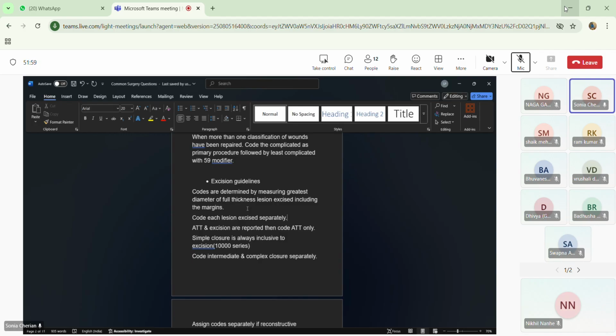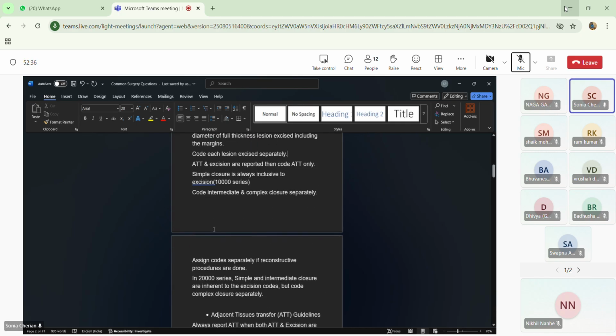That's all. Okay. The next thing is, whenever a lesion is excised, if the closure is simple, it is always inclusive. You don't have to code it separately. But if it is layered closure or complex closure, you need to code it separately. This is applicable for the 10,000 series only. But if the excision is from the 20,000 series, musculoskeletal, then simple closure and intermediate closure are both inclusive, and you have to code the complex closure separately.